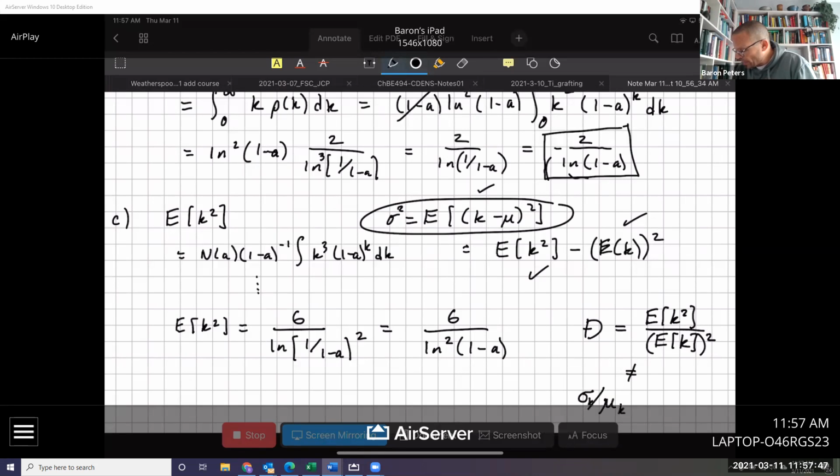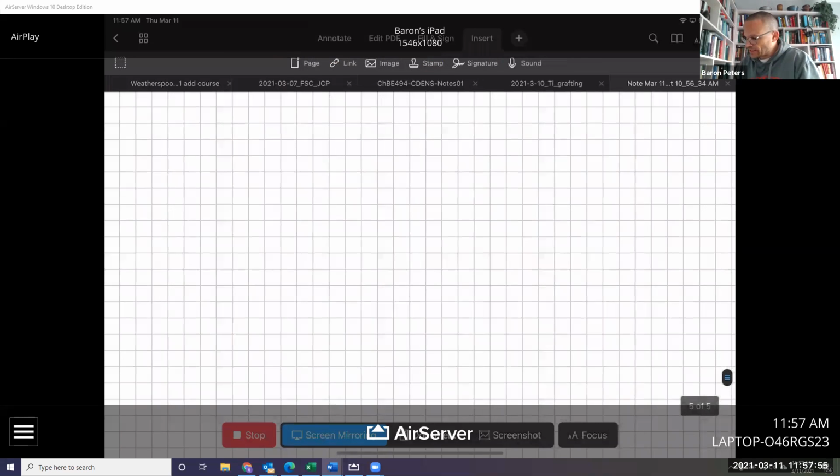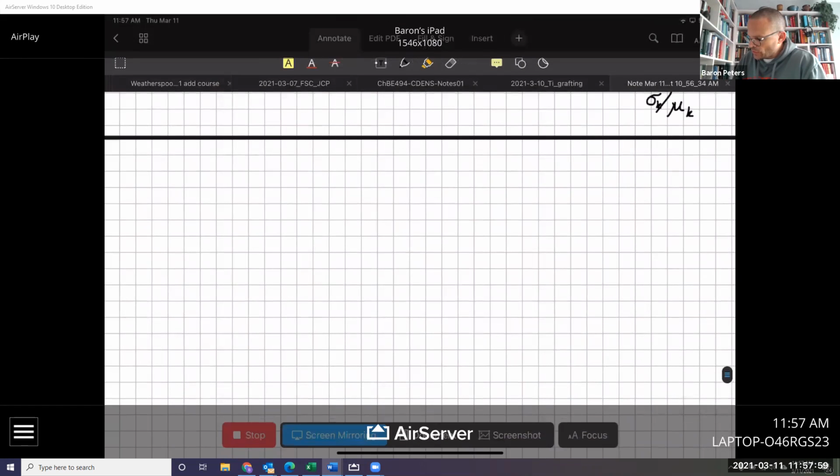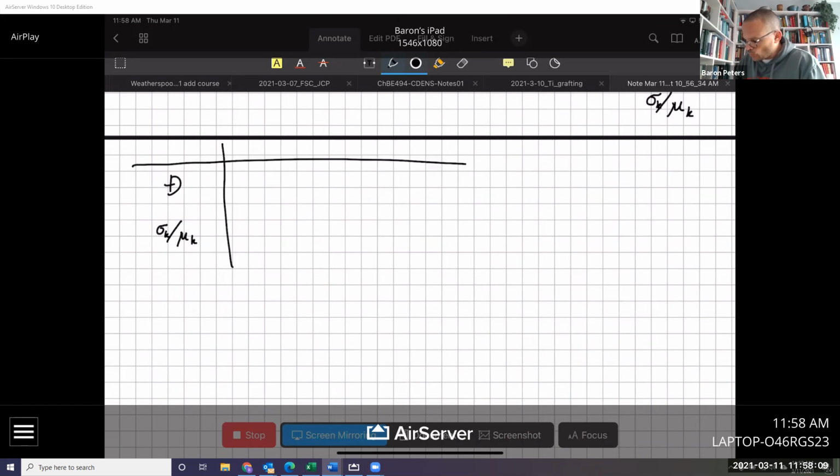So I could imagine doing this, which is the way a statistician would report this. And let me just say a little bit about this. So in the experimental literature, you will see polydispersity, and once in a blue moon, usually a theorist will do the following.